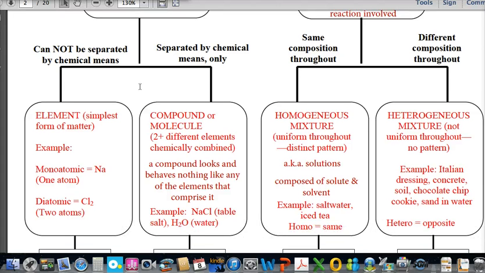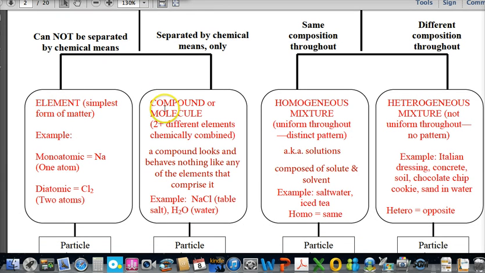Pure substances can be broken down even further into elements and compounds. Notice again, elements, which are the simplest form of matter, cannot be separated by chemical means. Meaning, if you have an element such as sodium, there's not really anything you can do to that atom of sodium to change it into anything chemically or physically for that matter. Compounds, on the other hand, are a chemical combination of two or more different elements that are simply bonded together, and you'll see what we mean by bonding later on. They can be separated by chemical means, and we're going to go through all of those different things.